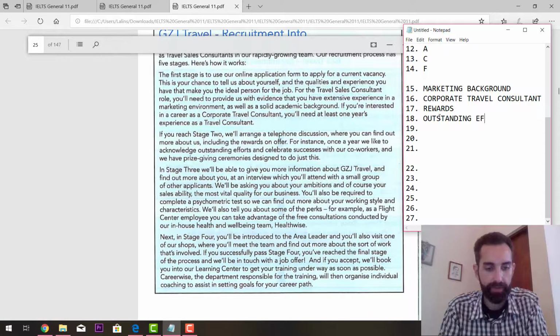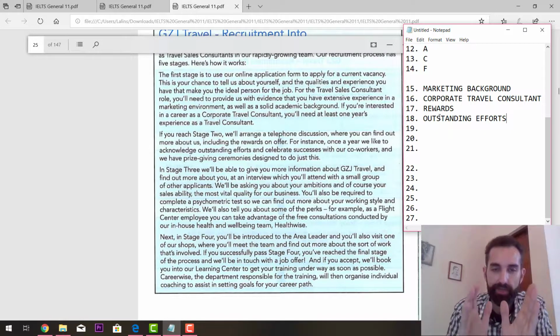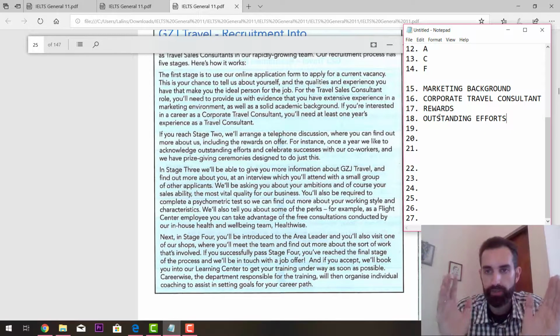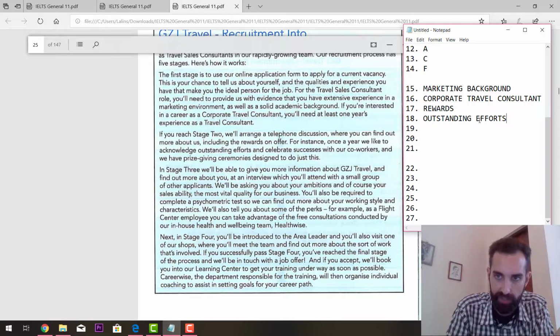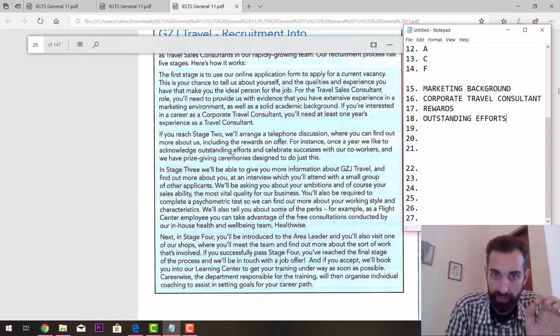outstanding efforts. Yeah. Try to get the full phrase, because since they're giving you up to 3 words, make sure you get it. So don't just put in efforts. It's clearly outstanding efforts, like you see here. Acknowledge outstanding efforts. That is the descriptive word, outstanding, for efforts. This is the adjective describing the noun efforts.